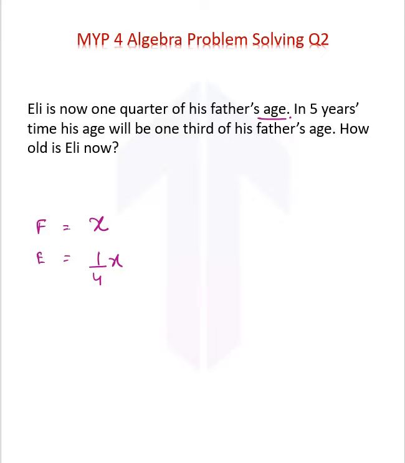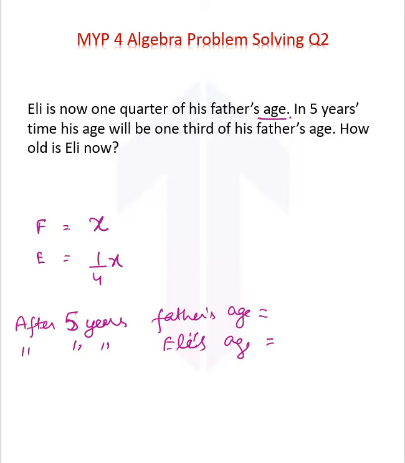Now, after 5 years, the father's age would be X plus 5. So father's age after 5 years is X plus 5 and Ellie's age after 5 years would be 1/4 of X plus 5. But the relation between this age is that this age of Ellie would be 1/3 of his father's age. So 1/4 of X plus 5 is equal to 1/3 of X plus 5.